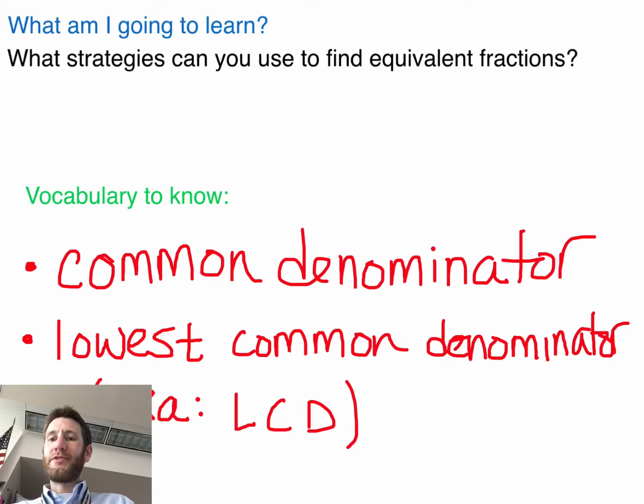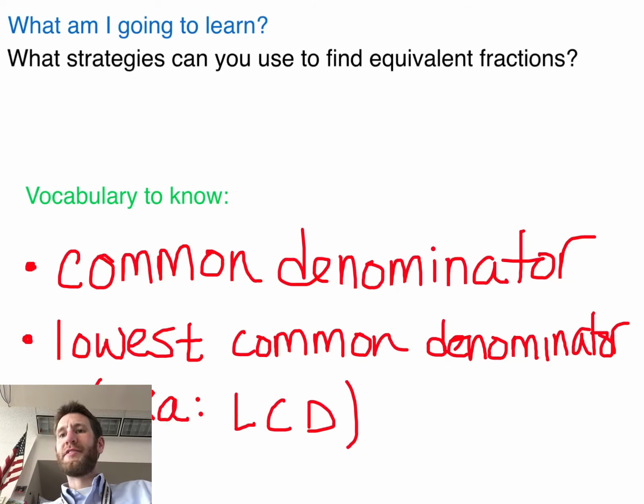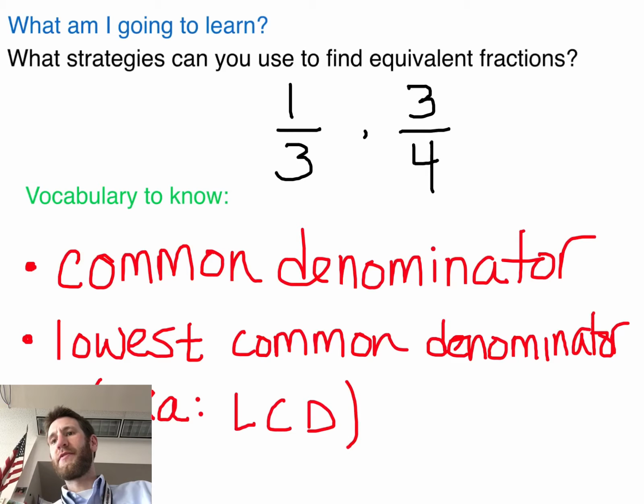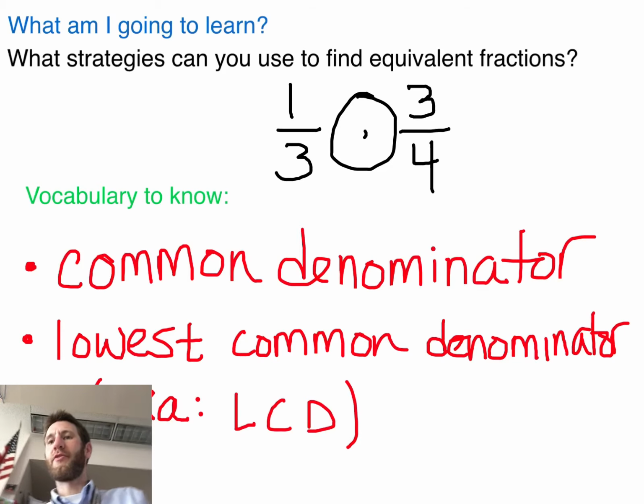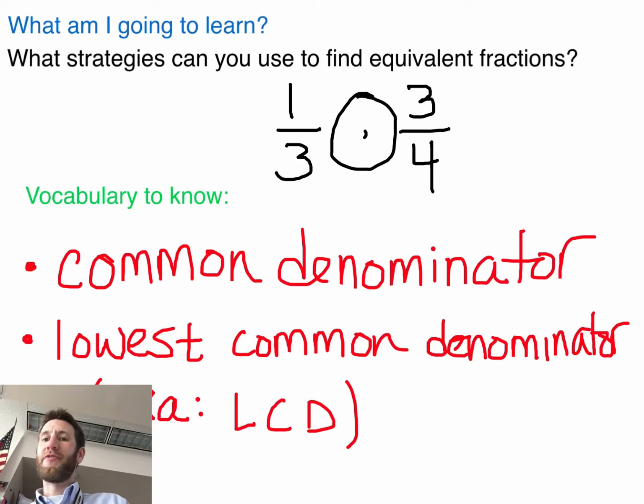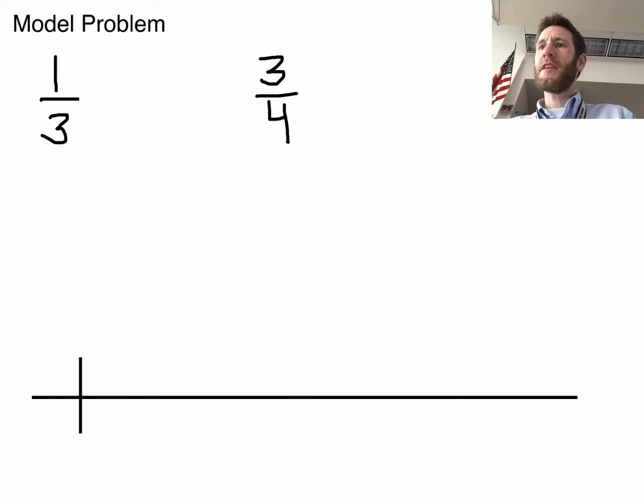So we are going to look at fractions where the denominators are different. So for example, I might have 1/3 and 3/4, and I need to try to figure out if 1/3 is less than, greater than, or equal to 3/4. But it's tricky because the denominators are different as well as the numerators are different. So in our model problem part of the organizer, I'm going to look at 1/3 and 3/4 and try to figure out if it's greater than, less than, or equal to the other fraction.